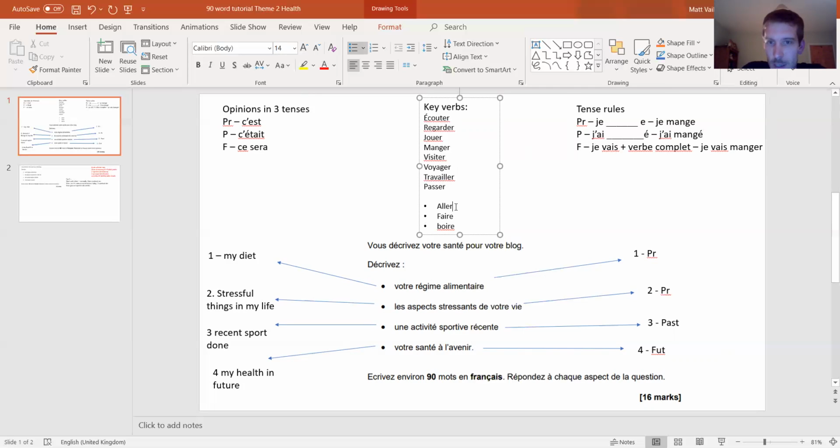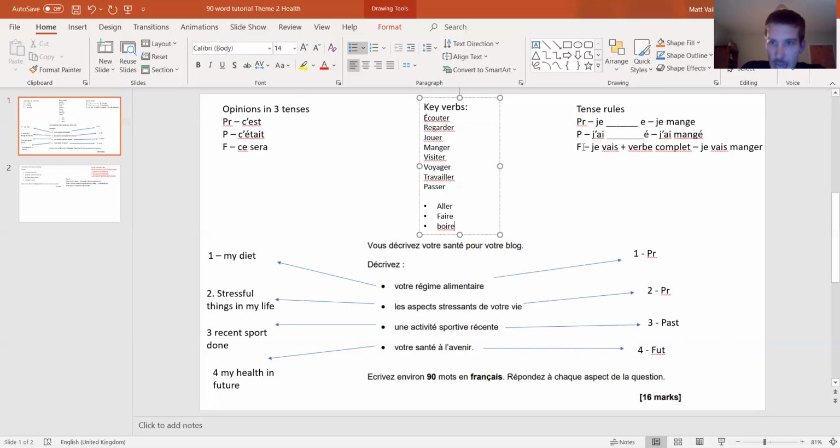These ones are slightly different, particularly in the present tense and the past. Future is always fine, je vais plus that verb. Present and past, these are slightly different, but certainly aller and faire are on the non-negotiables. Boire we have done a lot of times, and we'll just make sure we keep learning it. It's je bois, B-O-I-S in the present, and j'ai bu in the past. Make sure you know that one before the exams.